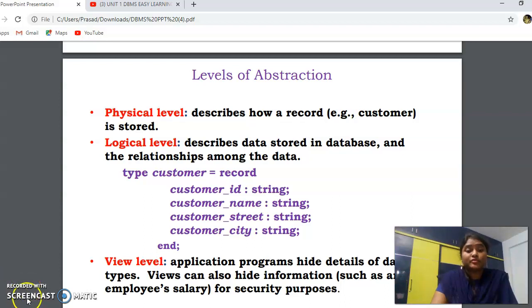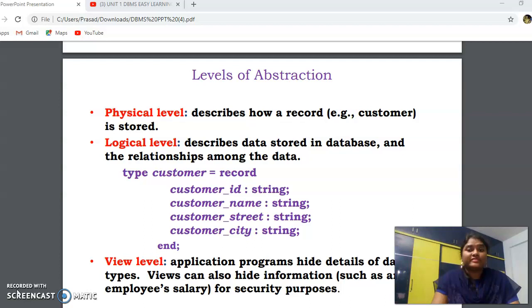In the last class, we have studied what is data, what is database, what is database management system, what are the applications of database management system, what are the disadvantages of file system, and what are the differences between file system and database management system. In this class, we will be learning levels of abstraction, view of data, instances and schema, data independence.